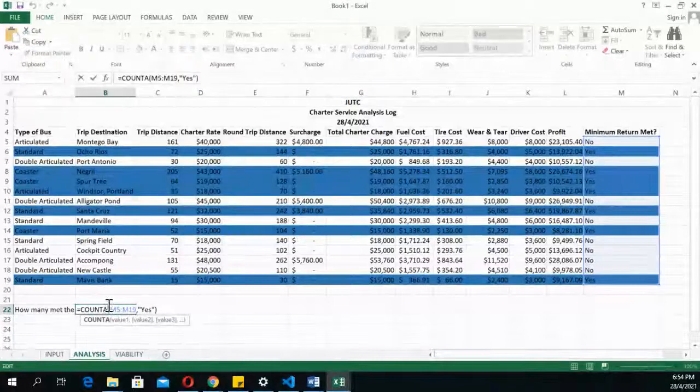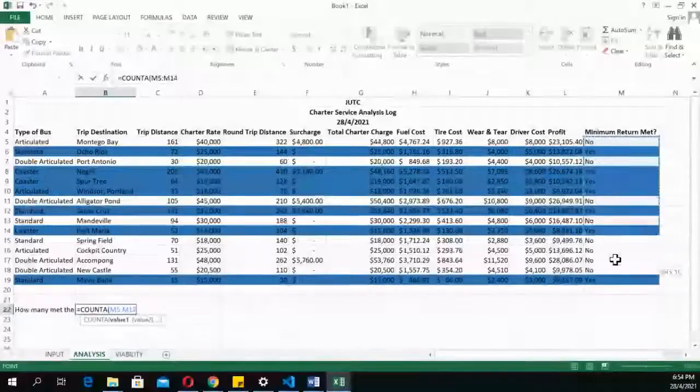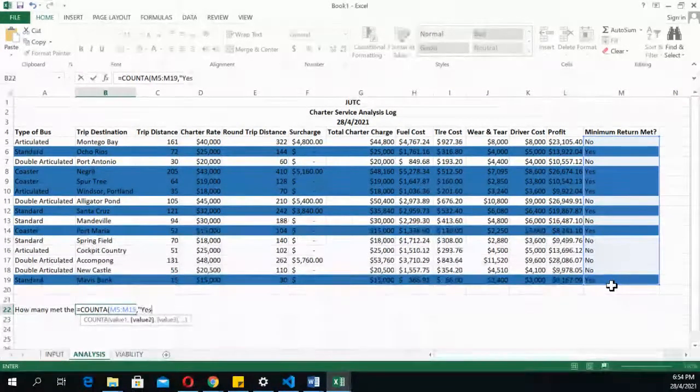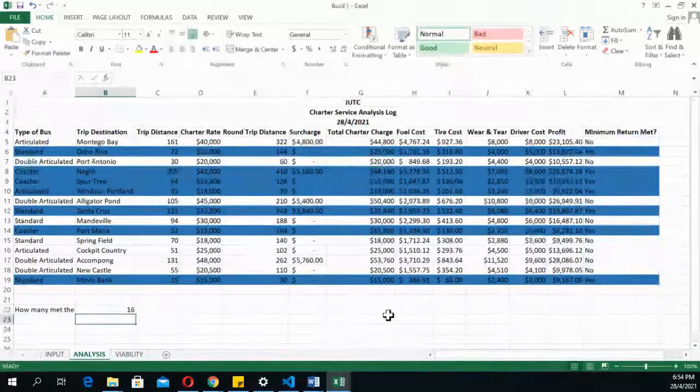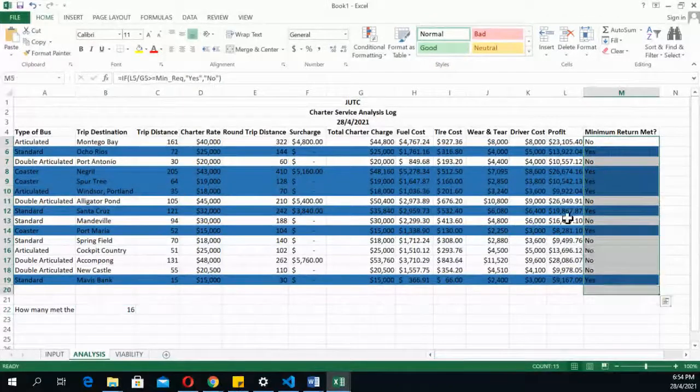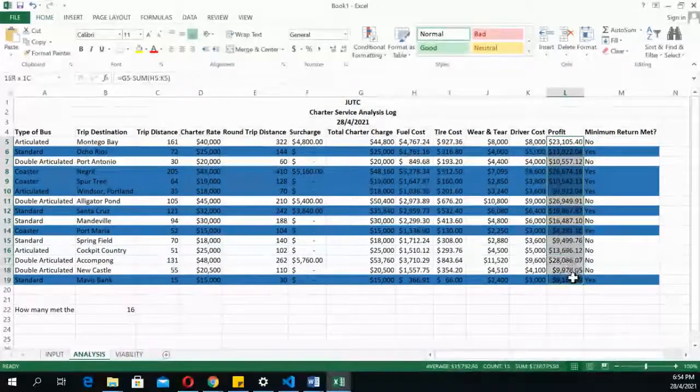Count or count A, either one, you take where you want to count. So in this case, the range that you want to count and what you are checking it for. So we're checking to see if this thing is yes. And I say use count A when you have text. So if it was the profit we're checking, then you would have just used count.